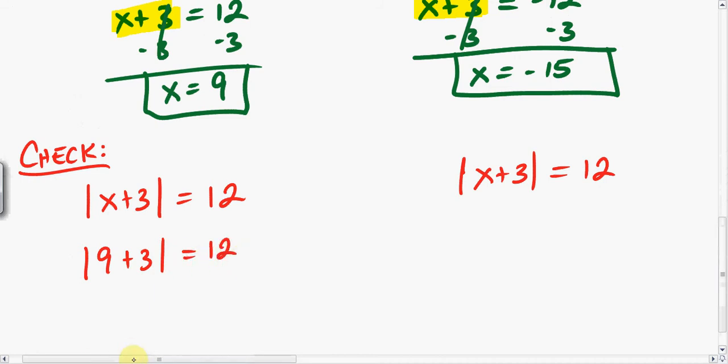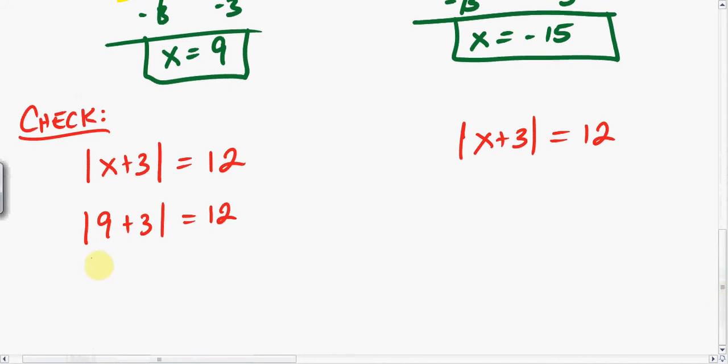Now we want to evaluate inside the absolute value bars. Absolute value bars kind of go along with parentheses, so you want to make sure you're doing everything inside the absolute value bars first. So 9 plus 3 is 12. So we have the absolute value of 12 is 12. What's the absolute value of 12? Well, it produces the positive number 12. And we see 12 equals 12. So far, 9 looks like it's correct. Just because one number works doesn't mean the other one will. So you want to make sure you check both.